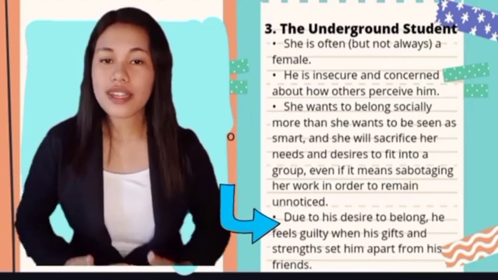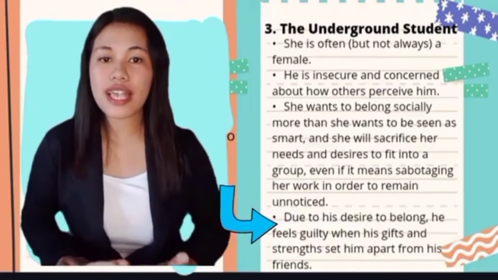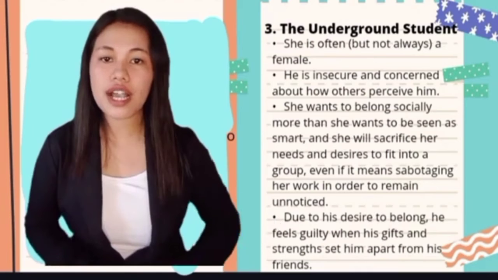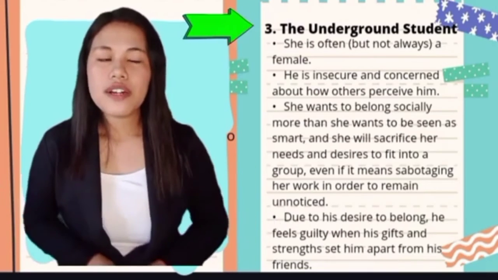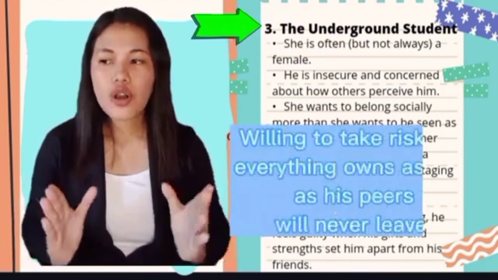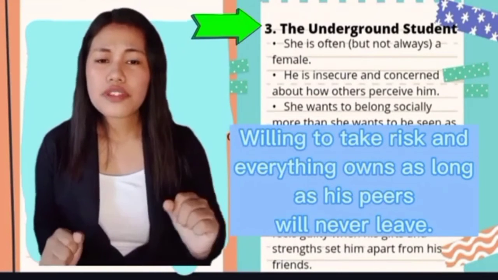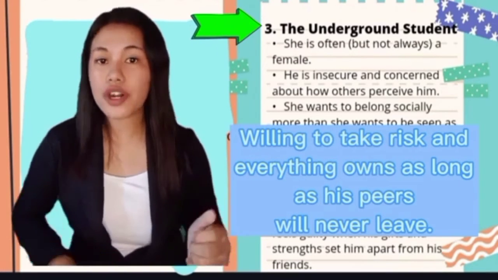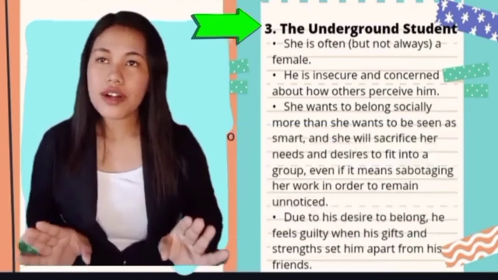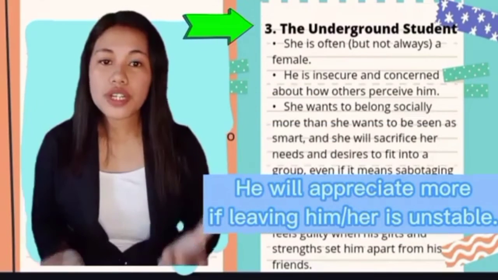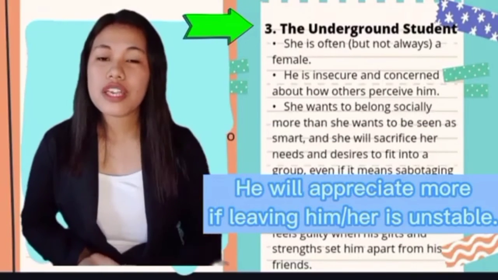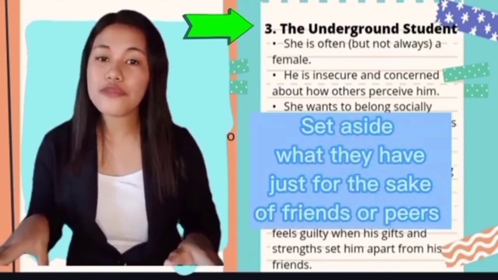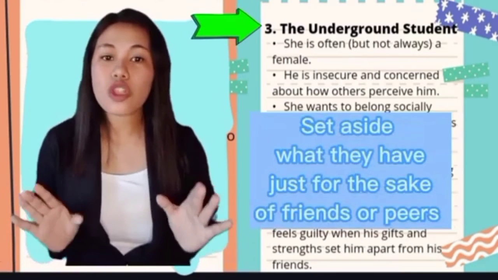4th, due to his desire to belong, he feels guilty when his gifts and strengths set him apart from his friends. The explanation under the underground student, for example, is a student who is willing to take risks with everything he owns, as long as his peers will never abandon him or her. This way, they prefer to set aside what they have for a group that he doesn't want to lose.